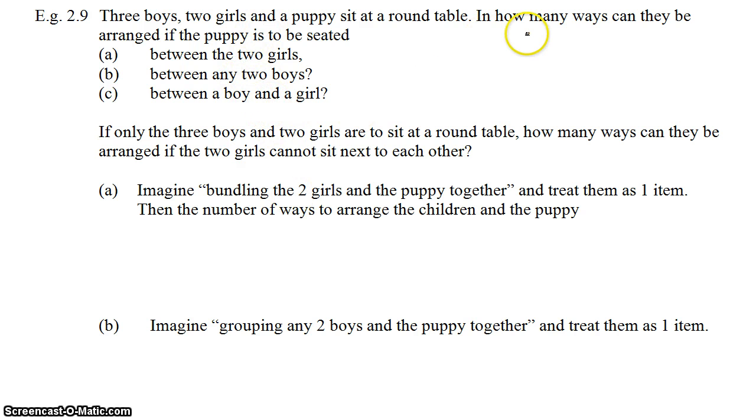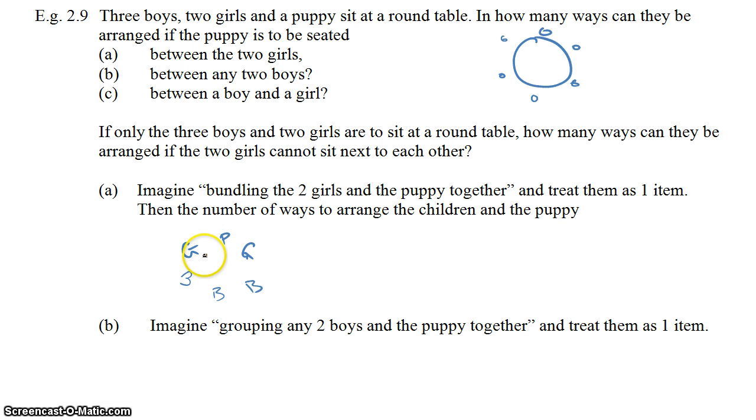We imagine we have our table, and there are 6 seats around it: 1, 2, 3, 4, 5, 6. And we imagine grouping together the two girls and the puppy. So at some stage in my circle I'm going to have girl, puppy, girl, right? And then there'd be the boys grouped some other way.